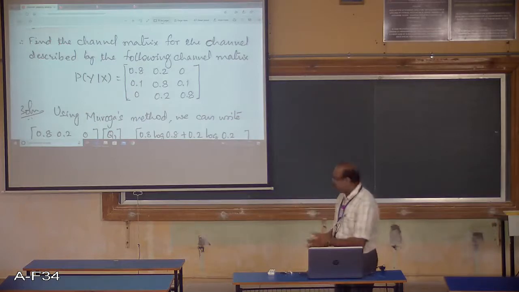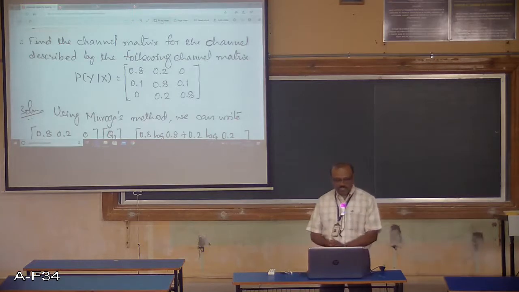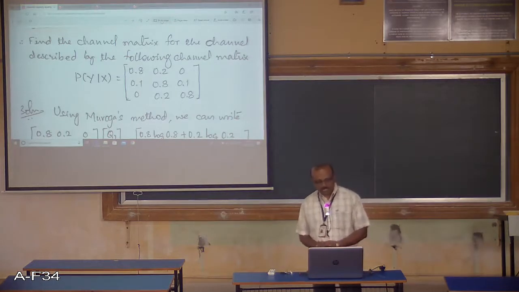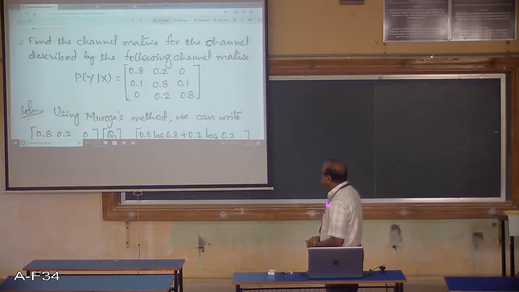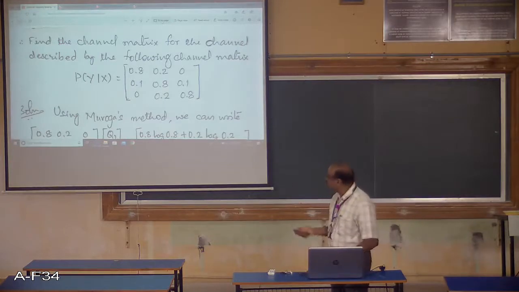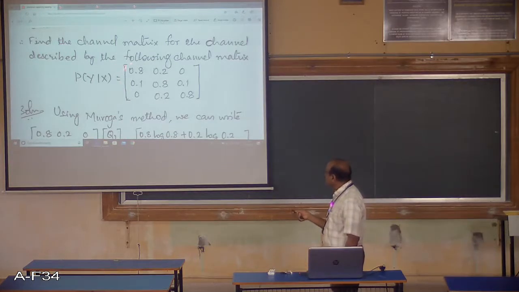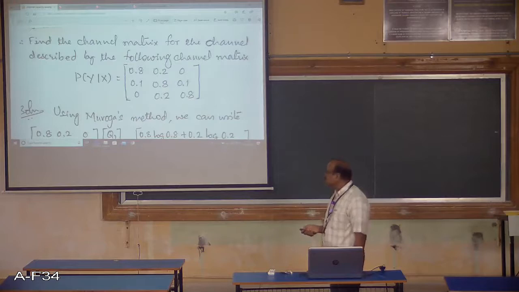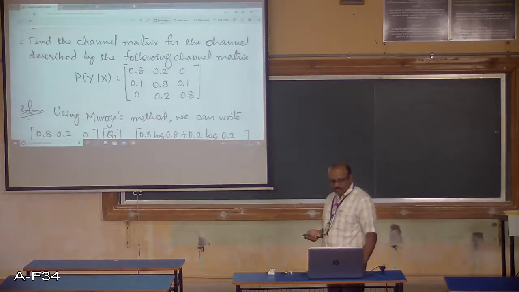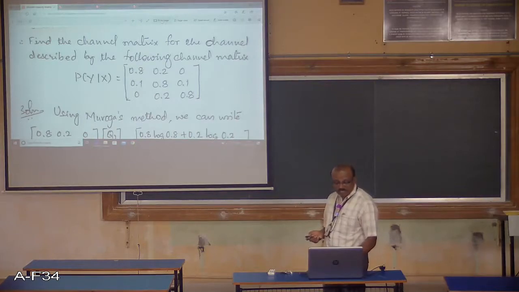So let's look at calculation of channel capacity given the channel either in the form of a channel diagram or channel matrix. There is a channel matrix here, P of Y given X, which has 3 input symbols and 3 output symbols. Since the number of input symbols and output symbols are equal, we can make use of Muroga's method to find the capacity of the given channel.